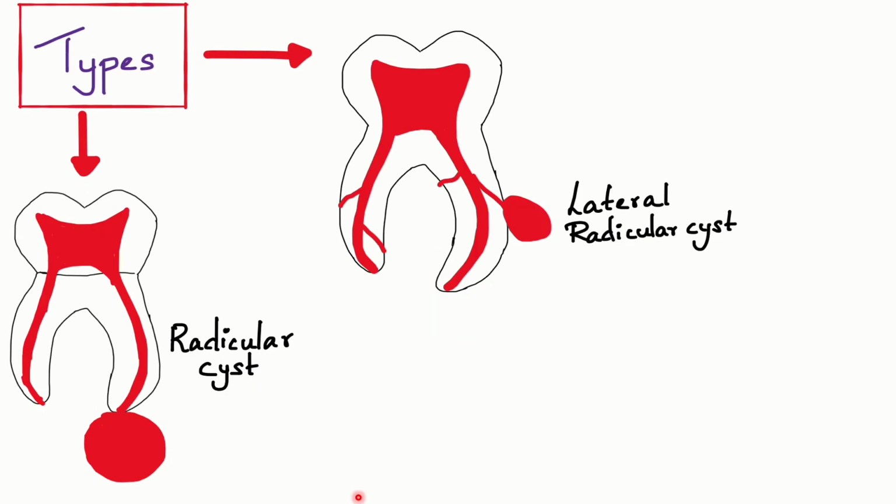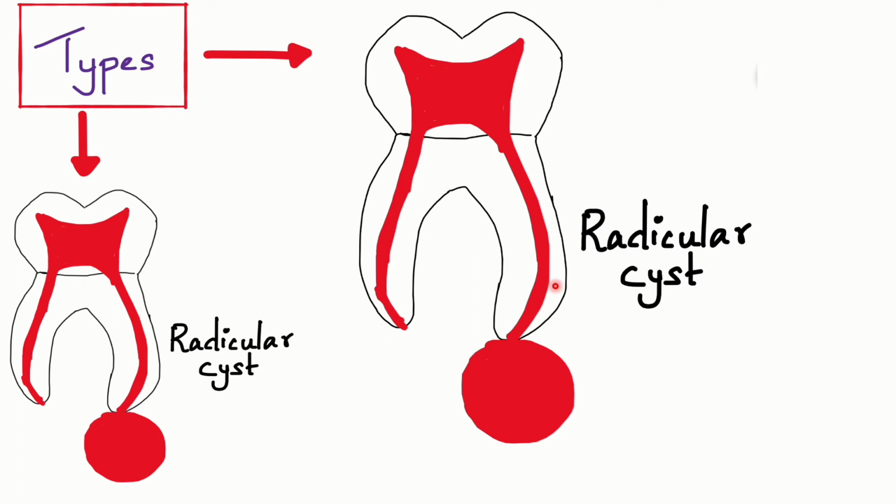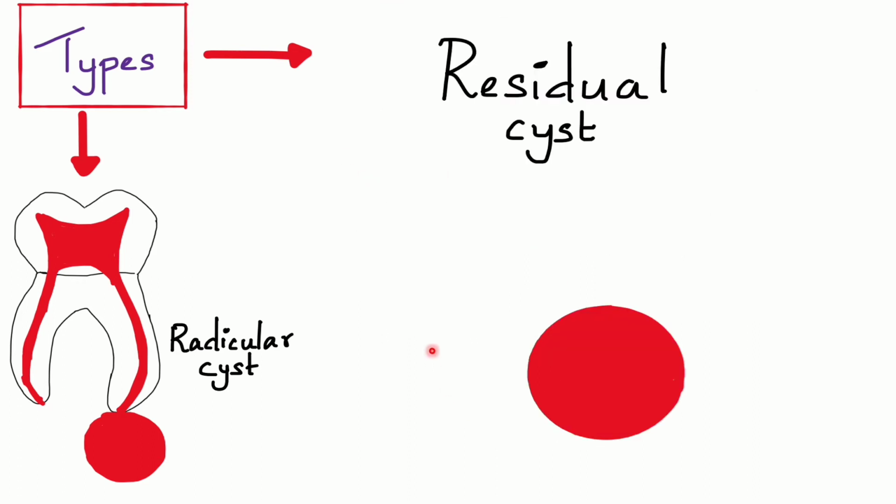So again, based on the position of the cyst, there are two groups. If it is seen in the periapical region, then it's a radicular cyst, and when it is derived from a lateral foramen, it gives rise to the lateral radicular cyst. So like I told you, when the tooth is extracted without enucleating the cyst, this can give rise to a residual cyst, that is, the cyst is left behind in the extraction socket.